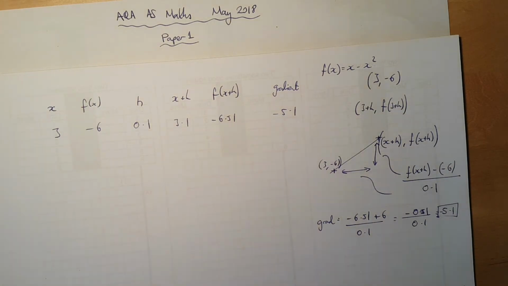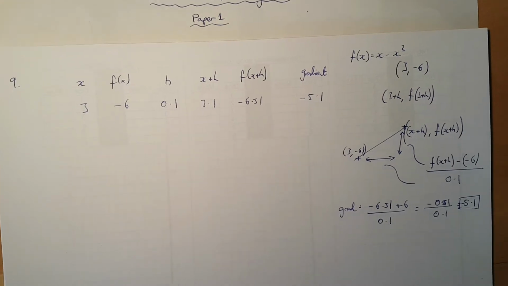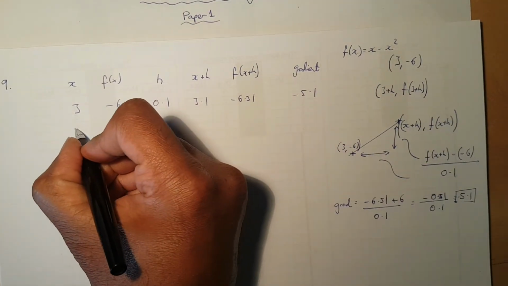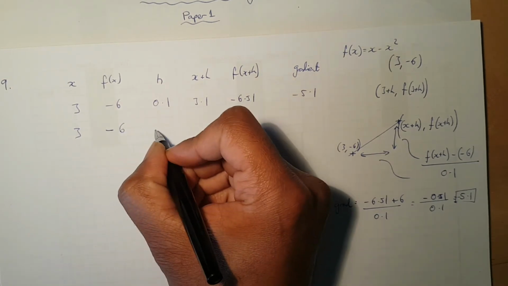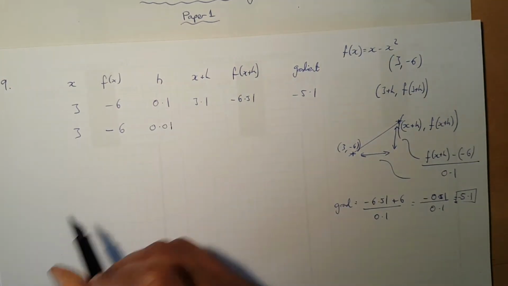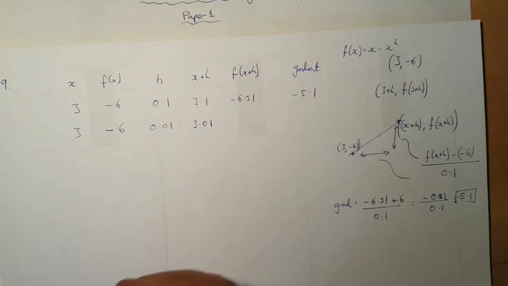We're told to complete the third row of the table above. And by looking at it, we can see that x isn't going to change. That's still going to be 3. f of x is still -6. h in this case is going to be 0.01. So x plus h is those two added together, makes it 3.01.